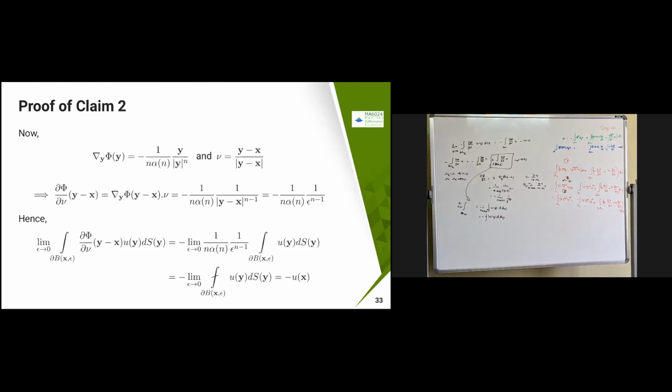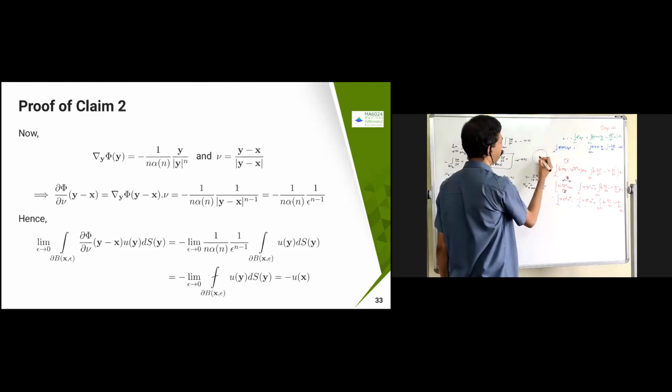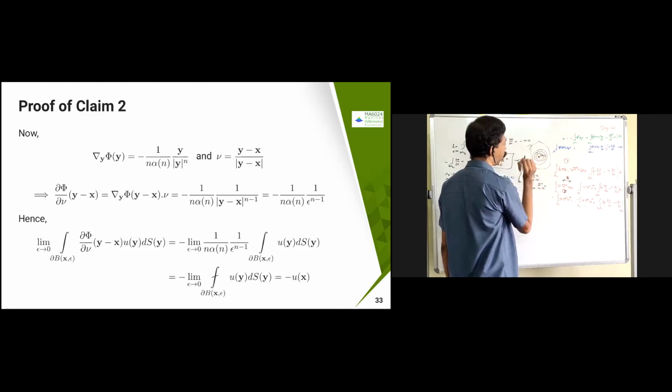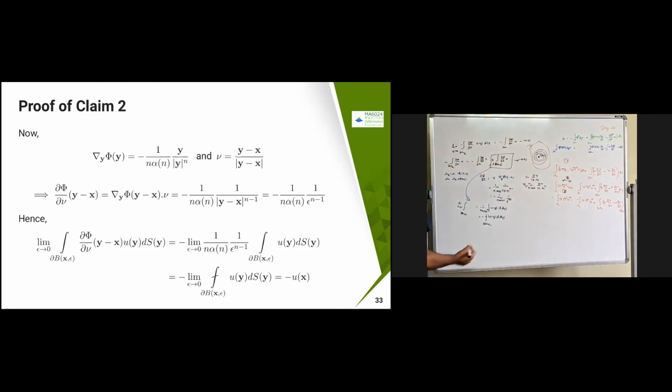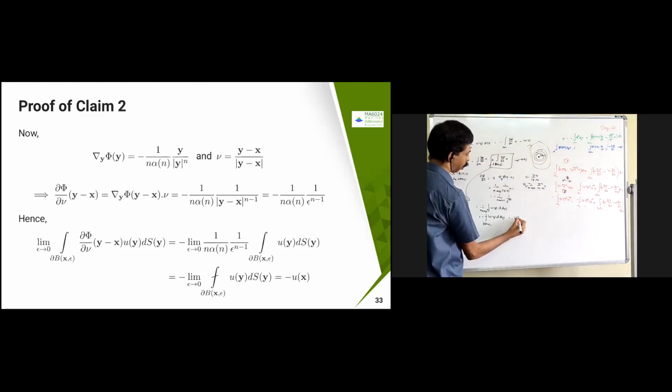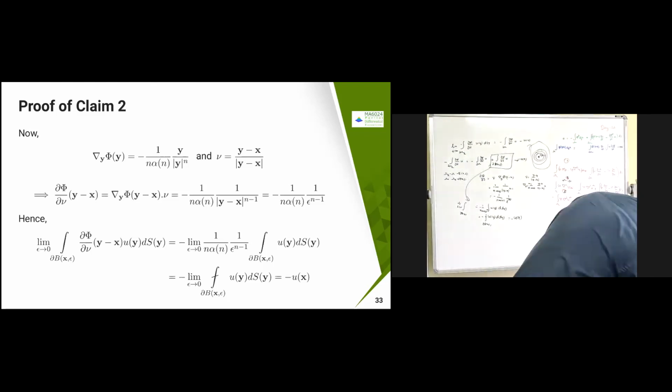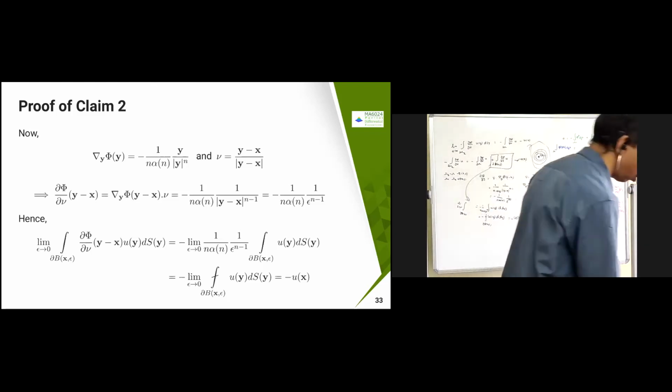Now if you allow epsilon to tend to 0, B of x comma epsilon is going to shrink slowly. You have omega, and as epsilon tends to 0 the ball shrinks, and at last you are going to get only one point. Therefore, as epsilon tends to 0, this is going to converge to minus v of x. The same kind of thing we derived for k epsilon also, if you remember.